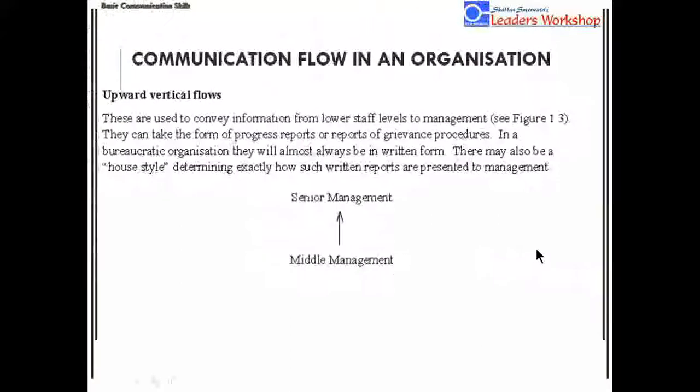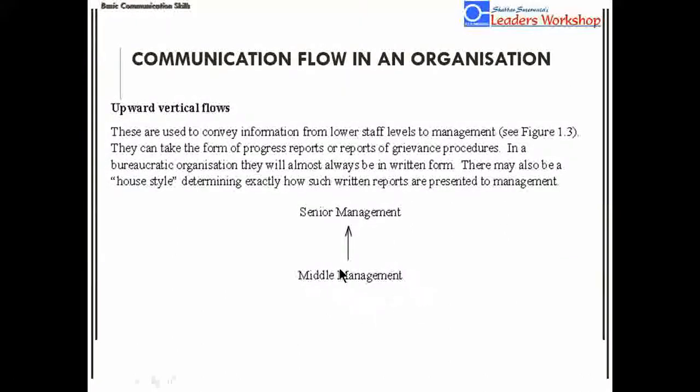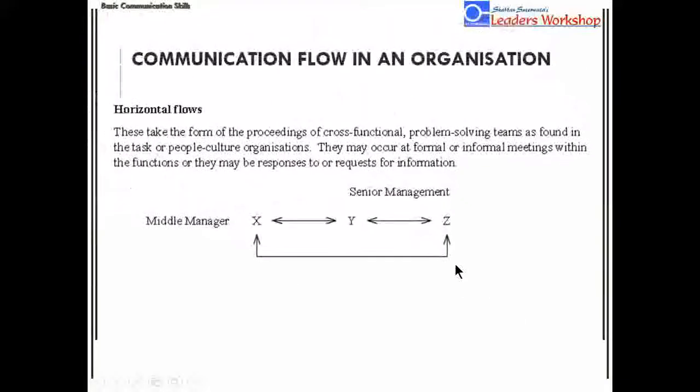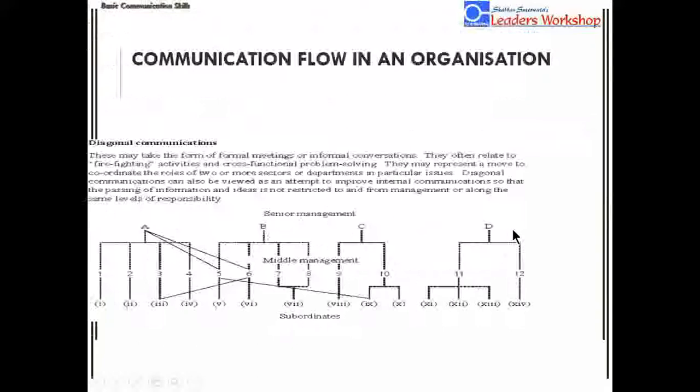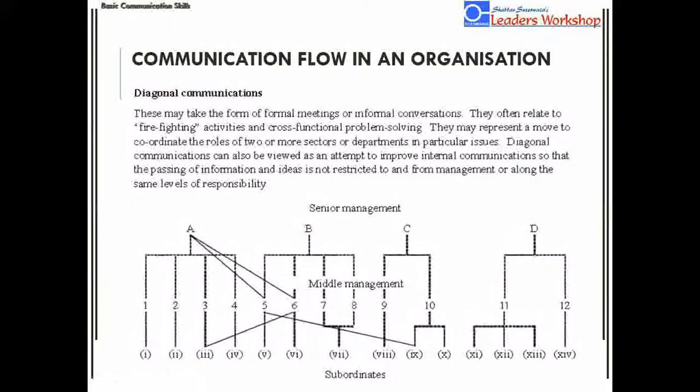Okay. What about the upward vertical flow? It's the opposite. It comes from the lower management or mid management to senior management. Then you've got also horizontal flow, the flow of information which is done at the same level. Okay, top management versus top management, mid management versus mid management. And there's also the diagonal communication, which is done across functional departments. Okay, that is called diagonal communication, as you can see from the diagram below here.